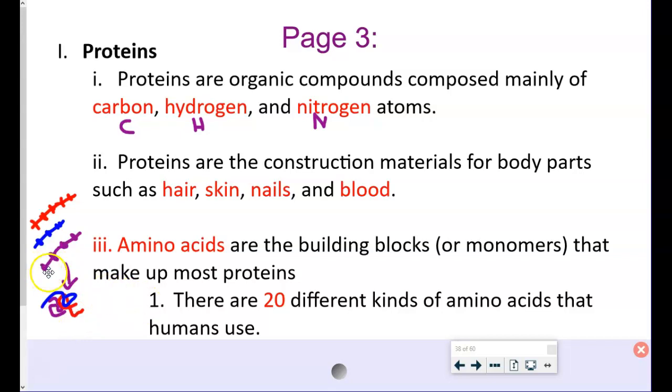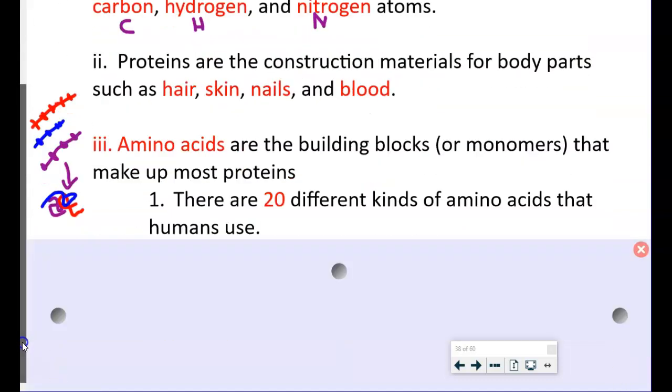Okay, now each little dot here represents an amino acid, and there's actually 20 different amino acids that your human body uses. Okay, so all of these purple ones, they might all be the same amino acid, or they might all be different from each other, like different ingredients if you're building a sandwich. Oh, sorry about the shaking there, guys. Don't know what that was all about.